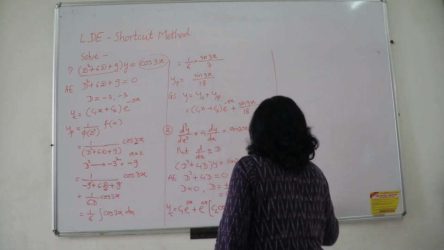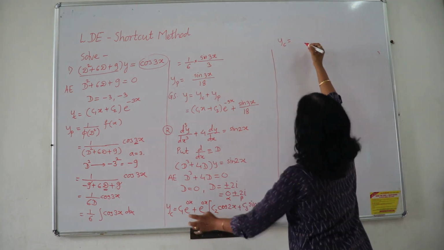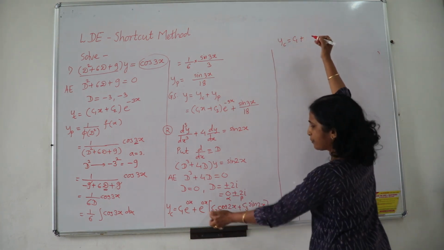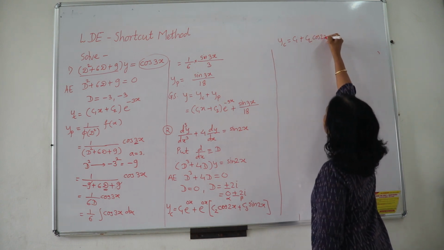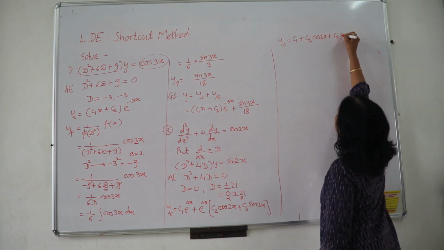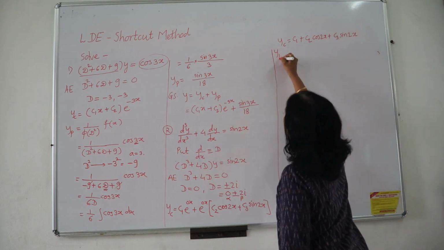So here, what is my yc? yc is equal to, here it is simple c1. Now as this factor is 1, no need to place the bracket, c2 cos of 2x plus c3 sin of 2x. yc calculated. Main thing is yp.